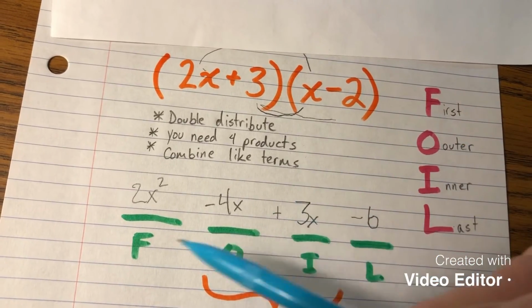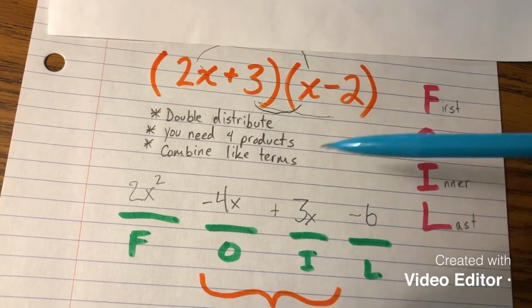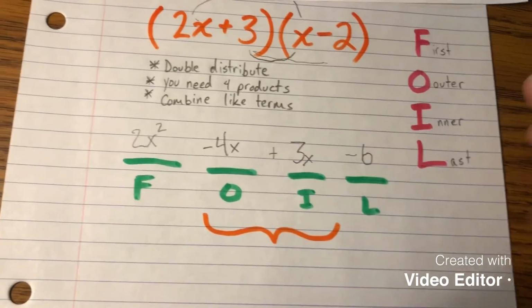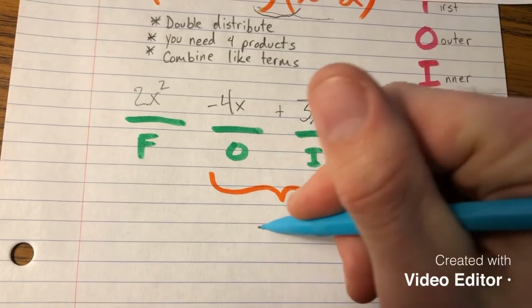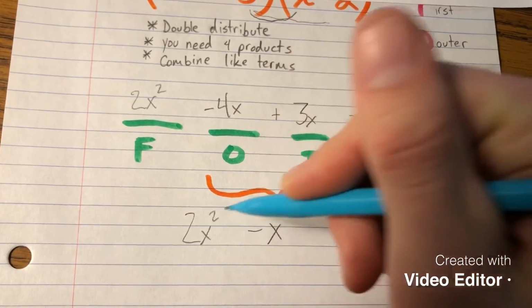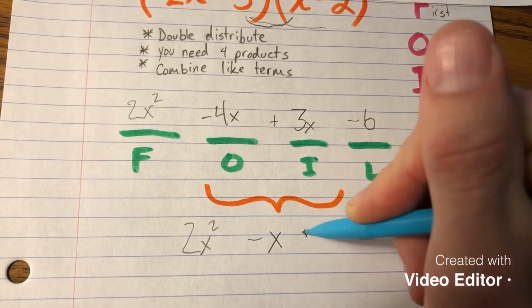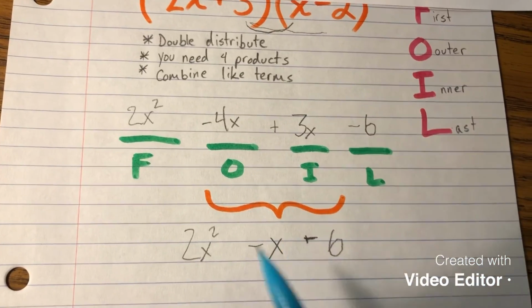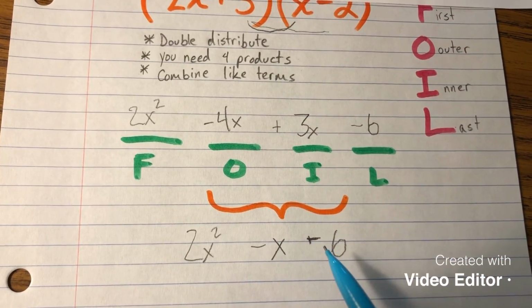Okay, so we have 4 products. And then it says that we're going to combine like terms. And our like terms are right here. So we're going to combine these into -x. And we're just going to bring down the rest, 2x squared and then -6. So our final answer is 2x squared minus x minus 6.